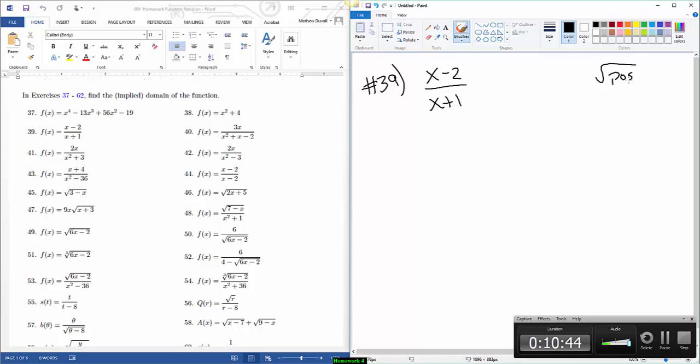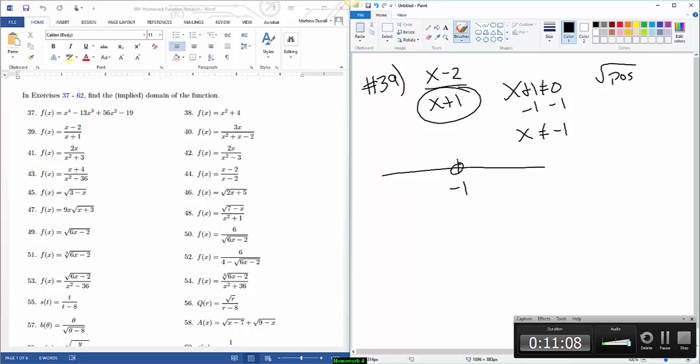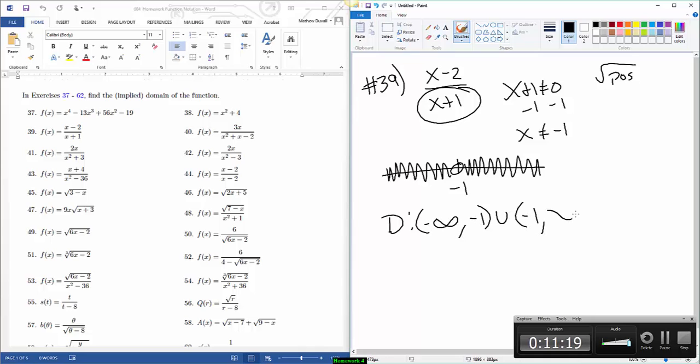So in this case, I notice that I am dividing by a value. So because I'm dividing by a value, this is going to be one of those things where I have to say, okay, I can't. So I'm going to say x plus 1 cannot equal 0. Minus 1 on both sides, x cannot equal negative 1. Now, there's no other restriction. There's nothing there saying that x can't be everything else. And so at negative 1, it has to be an open circle. And then I can shade in everything else. So my domain is going to be negative infinity all the way to negative 1, union from negative 1 all the way to positive infinity. And so that would be my answer for that one.